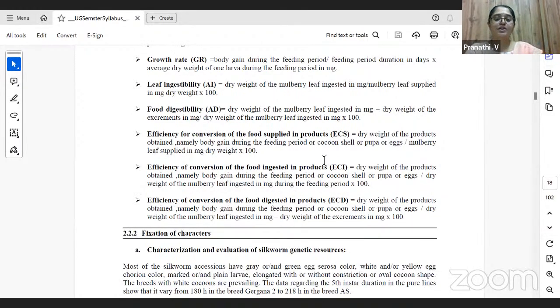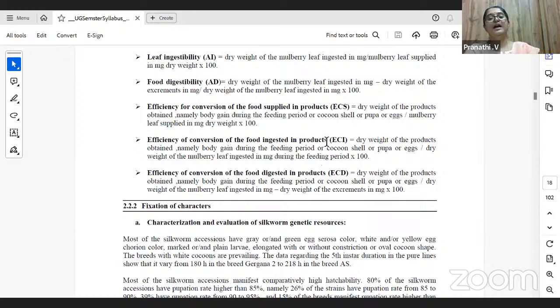Now, the efficiency of conversion of the food ingested into the products, that is ECI. Food supplied is one thing: how much dried mulberry leaf you are giving and how much body gain is seen. But when it comes to food ingested, how much of it is efficiently converted? That is your ECI, equal to the dry weight of the products obtained, that is the body gain during the feeding period, so you check the weight of the cocoon or the pupa or the eggs, divided by the dry weight of the mulberry leaf ingested in milligrams during the feeding period, into 100.